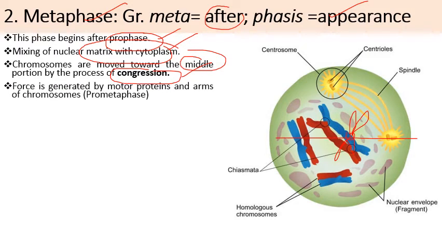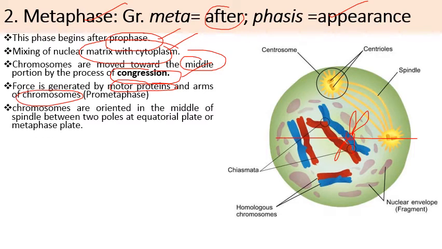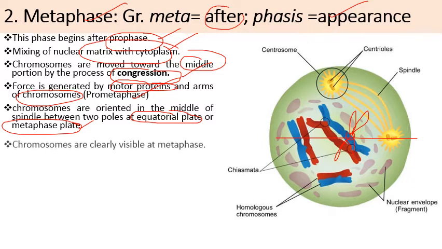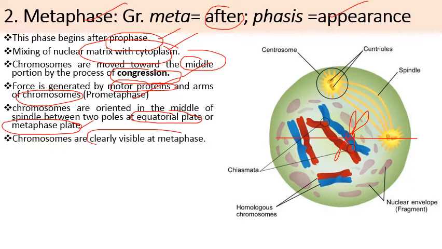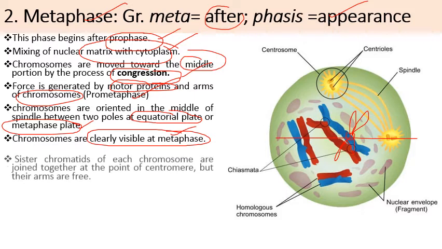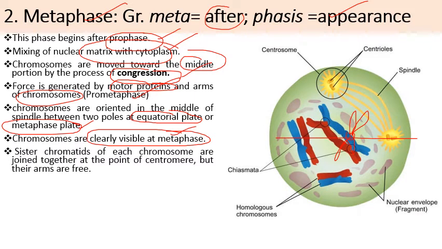Force is generated by the motor proteins and arms of chromosomes, और इसी phase को बोलते हैं pro-metaphase. Then chromosomes are oriented in the middle of the spindle between the two poles at the equatorial plate or metaphase plate. So chromosomes lie on this plate जिसे बोलते हैं equatorial plate और metaphase plate, and chromosomes are clearly visible in this phase, जिसे बोलते हैं metaphase. So in this phase we can observe and count the chromosomes. Sister chromatids of each chromosome are joined together at a point जिसे बोलते हैं centromere, but their arms are free, that we have already discussed in the previous slide.